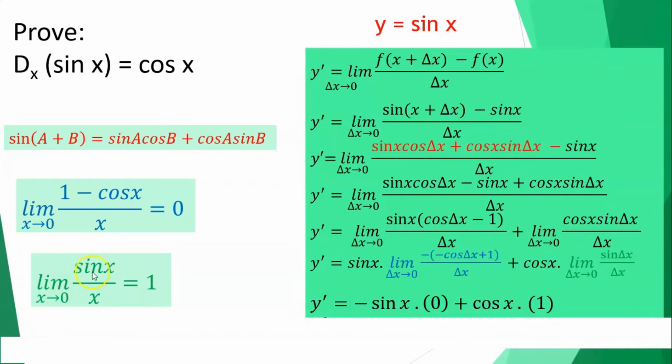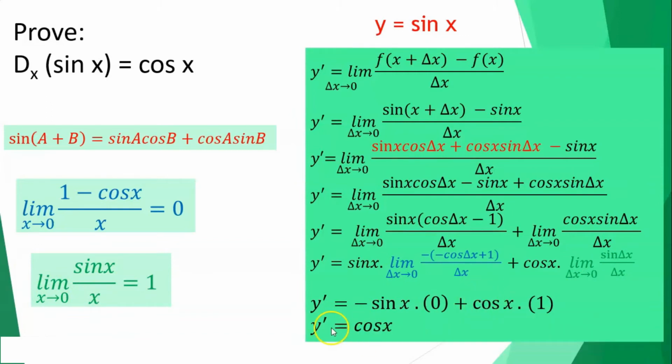So the limit here making use of this is actually 1. So at this point, we can cancel this. So what's left is y prime is equal to cosine x. So again, the derivative of sine x is cosine x. So that's how it is derived.